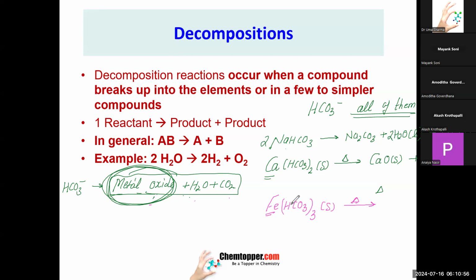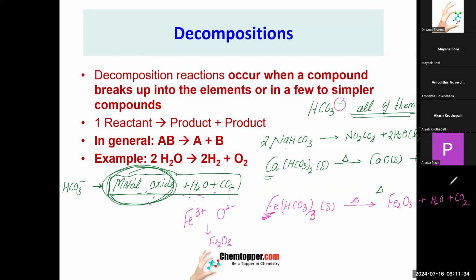What happened? Okay, what is the charge on Fe here? What is the charge on Fe? You know that HCO3 is 1 minus. There are 3 of them. So what is the charge on Fe, children? Plus 3. So when it's going to combine with oxygen to give metal oxide, what's the formula? Fe2O3. What's the other product here? So one is Fe2O3. The other ones are H2O and CO2. Balance the equation.